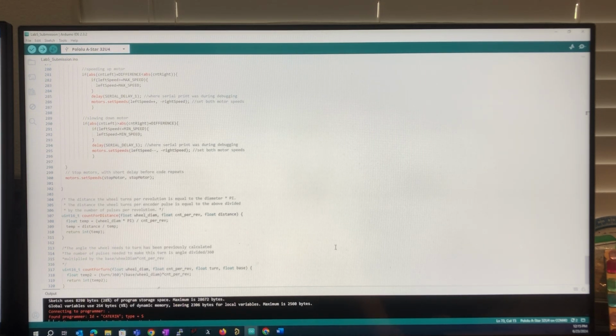It's a count for distance function, which uses the float of the wheel diameter, counts per revolution, and distance. It's taking the wheel diameter, timesing it by pi, and then dividing by the counts per revolution. It's then using that to find the distance divided by that temporary number that we got. That's probably a float, so we want to return the integer of that.